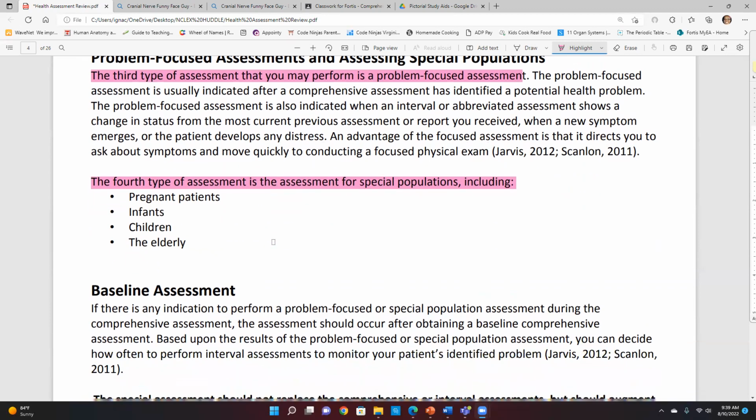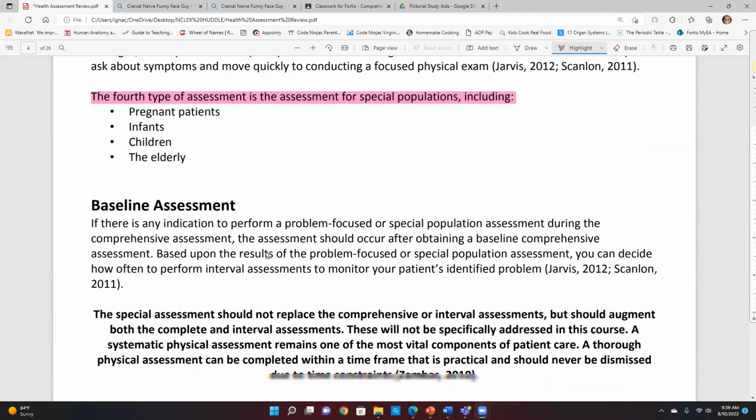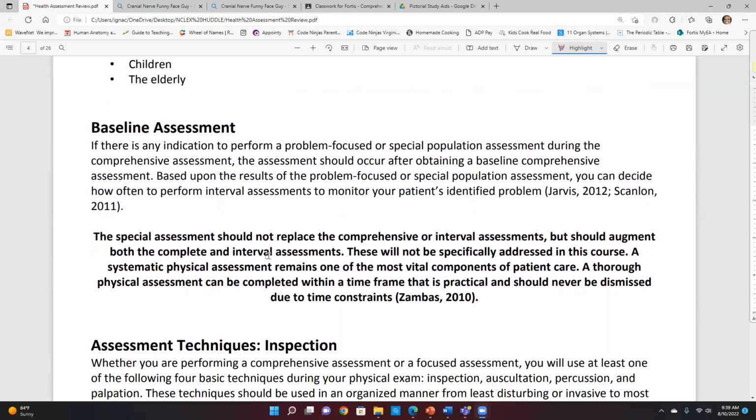Now, the fourth type of assessment is going to be for special populations, and that includes our pregnant patients because there are things that are unique to our pregnant patients, infants, children, and the elderly. So, yes, your pediatric patients are very specialized, and so is the care for the elderly. Okay, when we establish a baseline assessment, this baseline is going to tell you where the patient is at this moment in time.